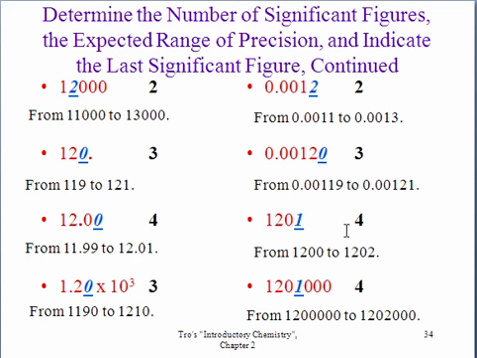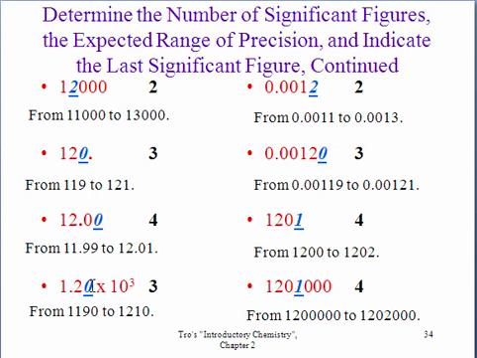Let's look at this. This also has 4 significant figures. Our interior 0 counts: 1, 2, 3, 4. Plus or minus 1 is our range of precision because our last significant figure is in the ones place. So if I subtract 1, I get 1,200. If I add 1, I get 1,202. Remember, our exponent does not count towards our significant figures.